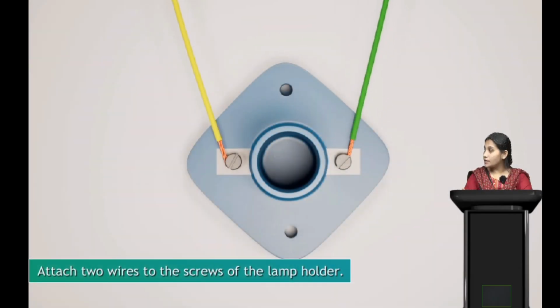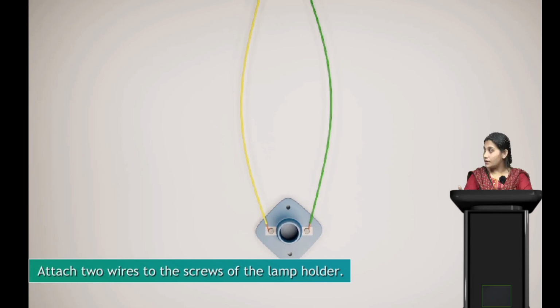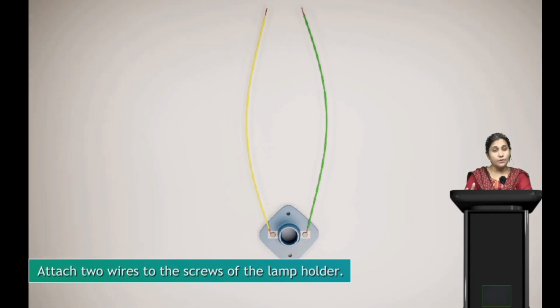Then attach two wires to the screws of the lamp holder. Now in the lamp holder we will find two screws, like this. So we will attach two wires to the two screws of the lamp holder.